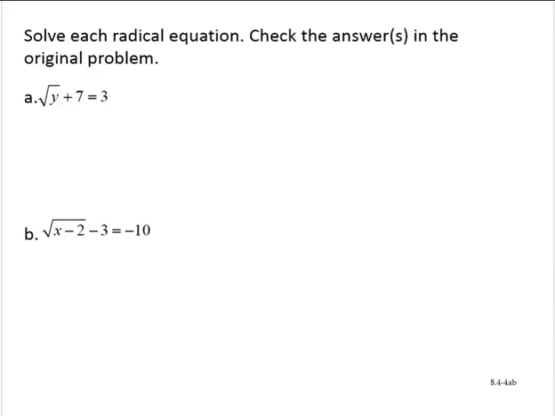Solve each radical equation. Check the answers in the original problem. Exercise A, we have the square root of y plus 7 is equal to 3. Alright, so let's isolate the radical. I'll do that by subtracting 7 from both sides.